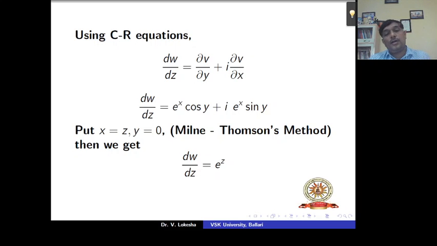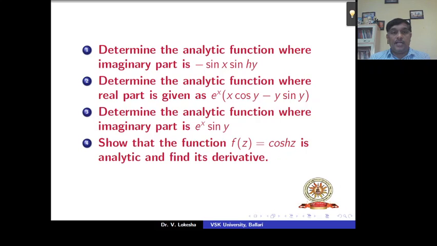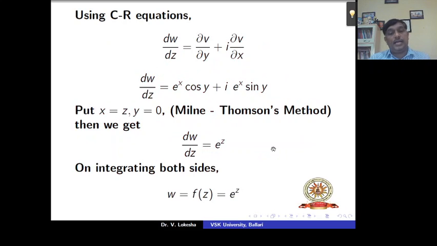If you substitute z is equal to x plus iy, and separate the real and imaginary parts, you can also find them. Integrating both sides, you get e power z. If you separate the imaginary part and real part, you get the other one.